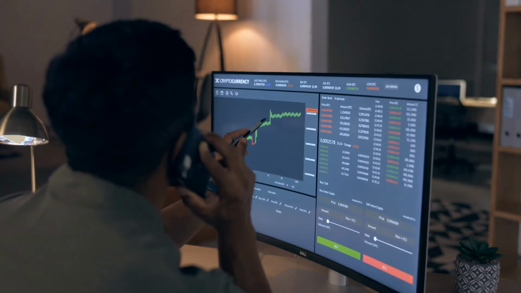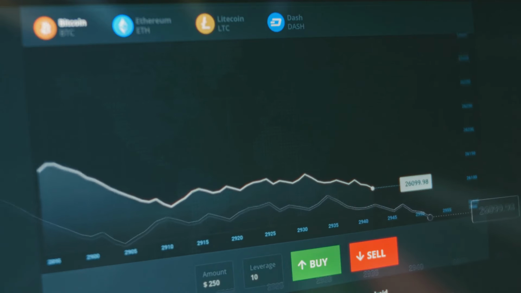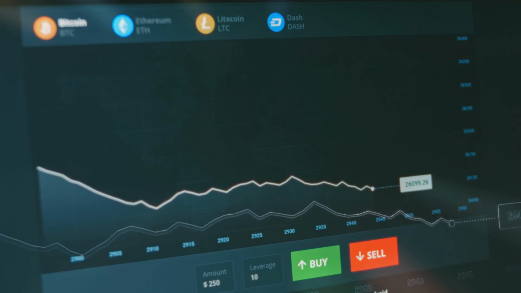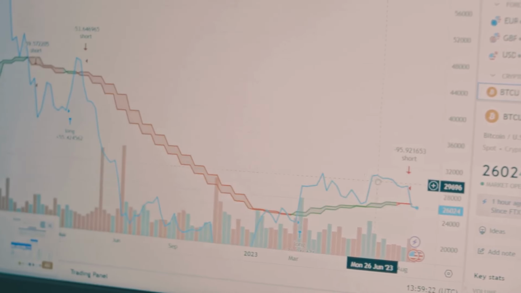Welcome to the world of crypto trading, where charts are your new best friend. You open an exchange, see Bitcoin or Ethereum, and there it is, a chart full of squiggly lines. It looks confusing, but these lines tell a story about price history and market battles.